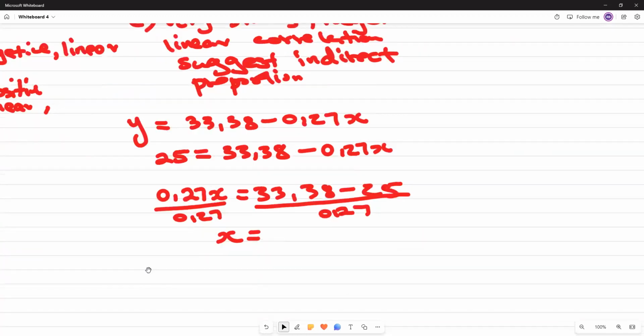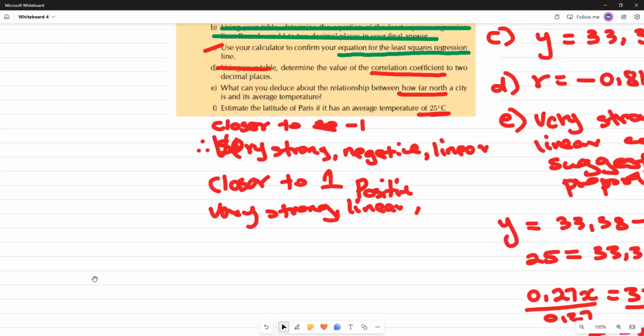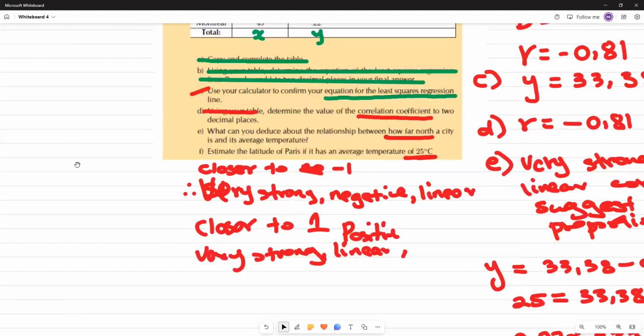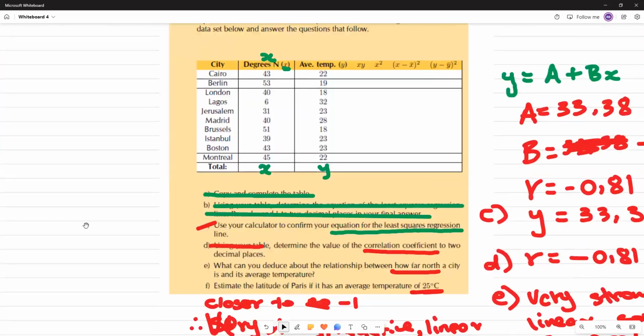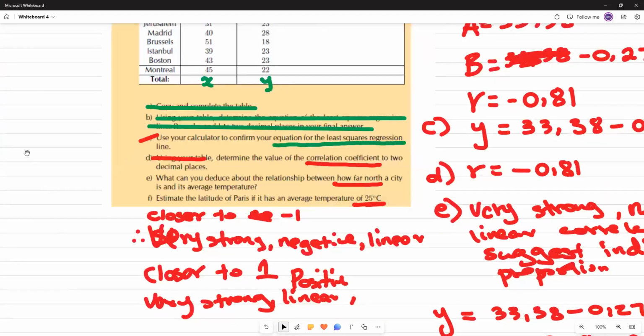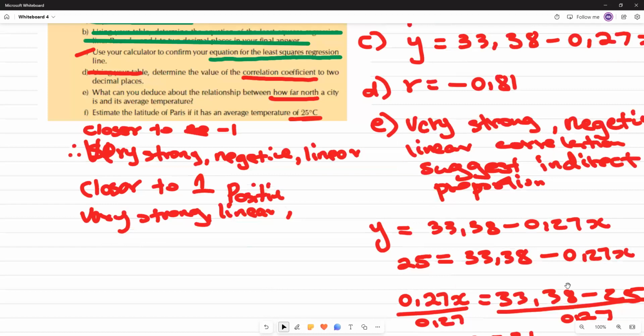Let's check quickly on our calculator. We have 33.38 minus 25. Then we divide that by 0.27. That gives us 31. Which means the latitude is basically 31 degrees true north. You see it? Perfect. And that was our final question on this video.